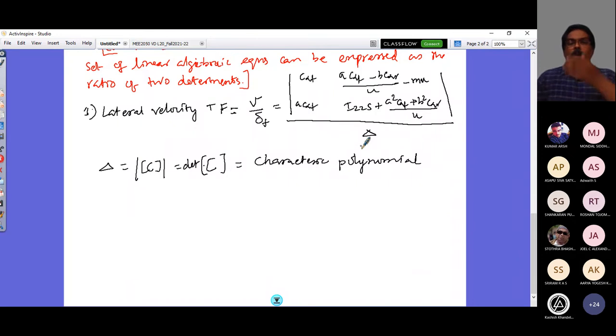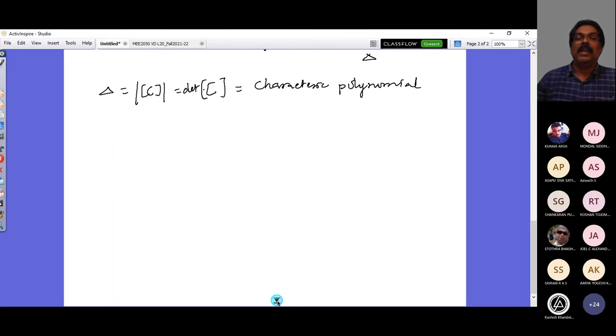Let me work this out. If I understand this process, it's just a procedure now. I have a transfer function called the lateral velocity transfer function. So what is my lateral velocity response for the given known steering input? That is the transfer function definition, output by input. Similarly, I can also get another variable in my algebraic equation, say R, the yaw velocity transfer function. The difference is that in the C determinant, the second column would be replaced by this, and you'll have the same definition.